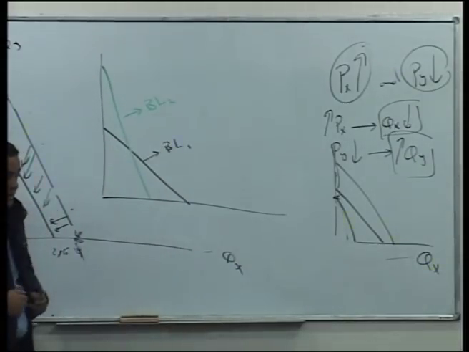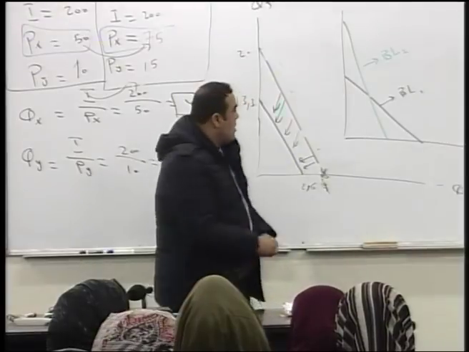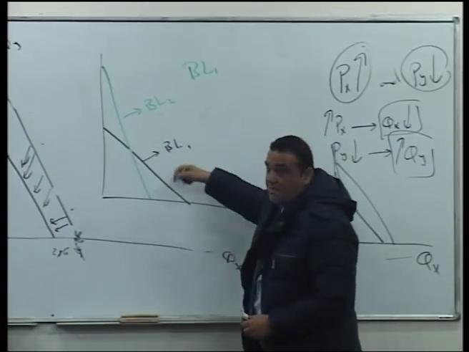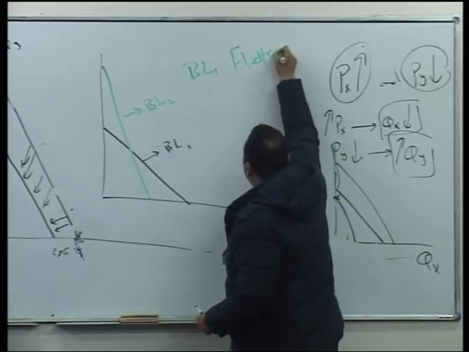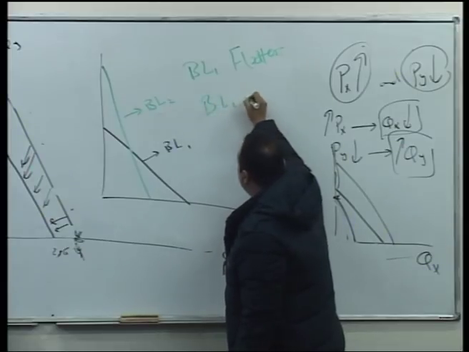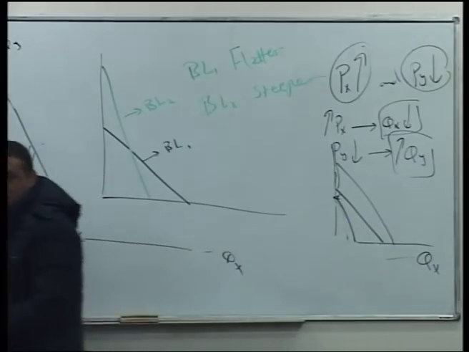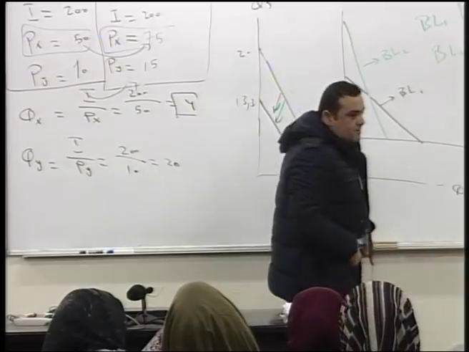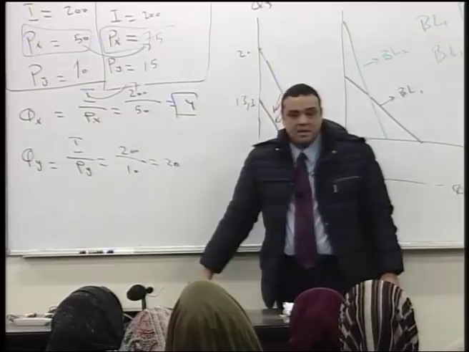Let's calculate the slope here. Of course, steeper means more steepness, right. BL1 is flatter. BL2 is steeper. Steeper means more steepness, its slope is larger. It has a higher, larger slope. Okay?